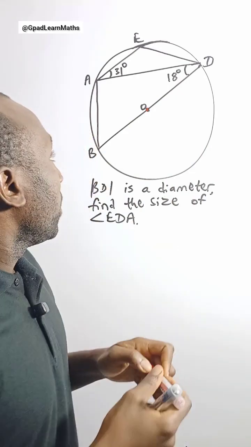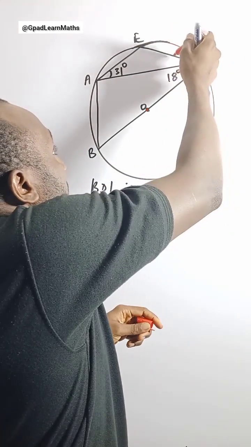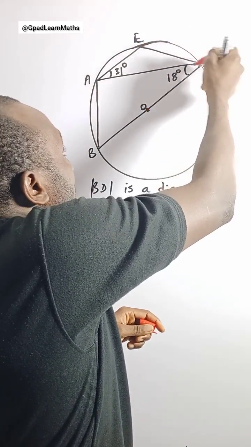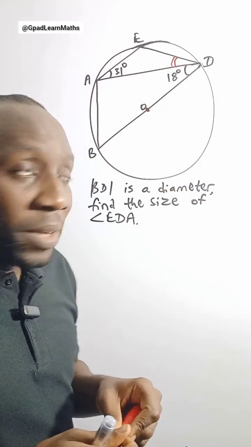Let's even look at where the angle is. EDA. See it here. EDA. Look at the angle we are asked to find. All right. So how do we get the angle?